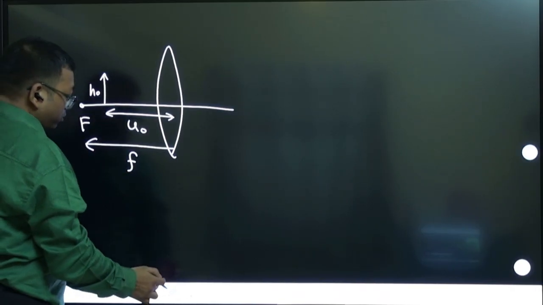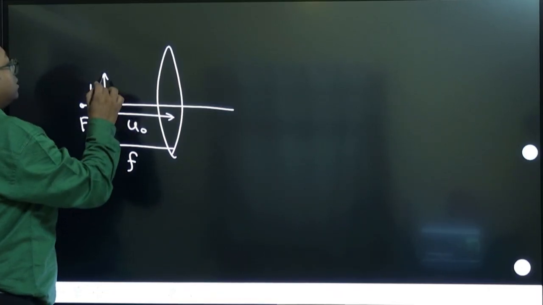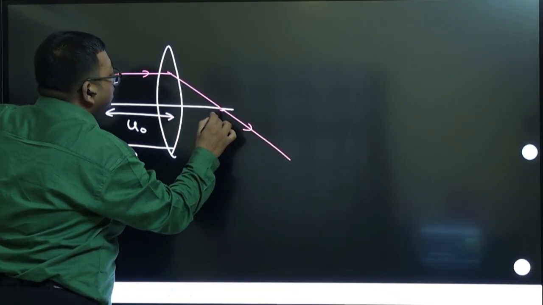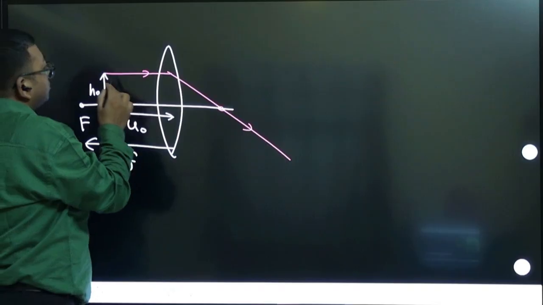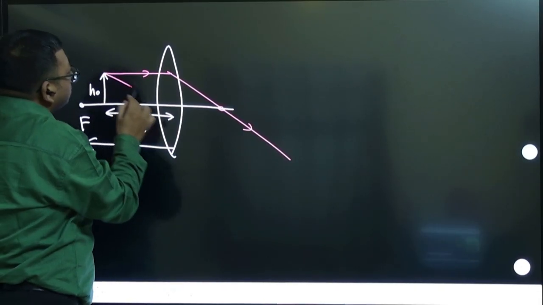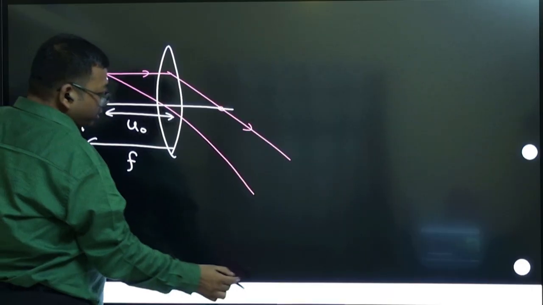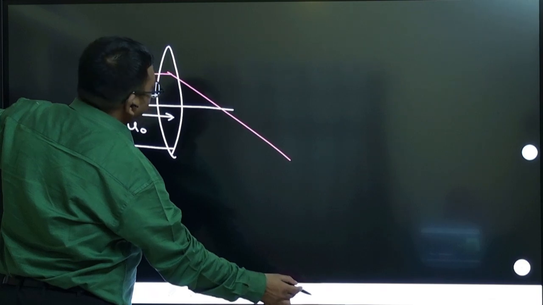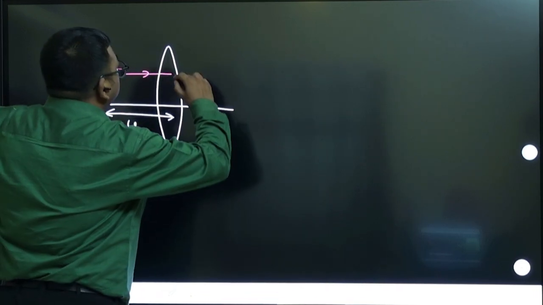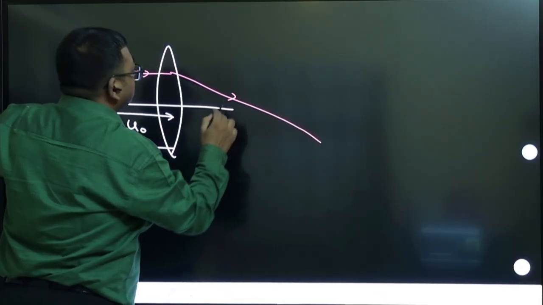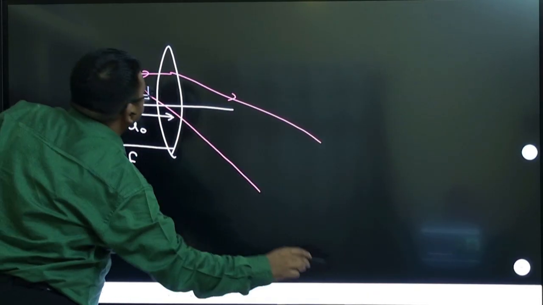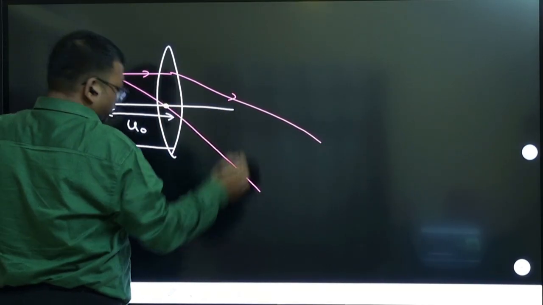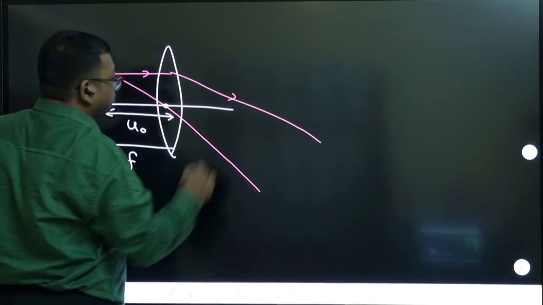So you know what happens in this case. The ray goes like this and it passes through the focus that side, and if you take another ray, these rays are actually going to be diverging. You know that, right? This ray is going like this and this ray is going like this. So these two rays become diverging.